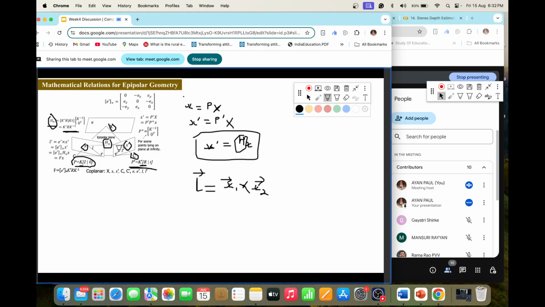So same thing, the epipolar line is nothing but a line formed by the two points E dash and x dash. Simple: if we do the cross product of E dash and x dash, we will get the equation of the right epipolar line. So L dash will be equal to E dash cross x dash. Now we can write this E dash as a skew symmetric matrix, and then we can write E dash cross times x dash, same thing.